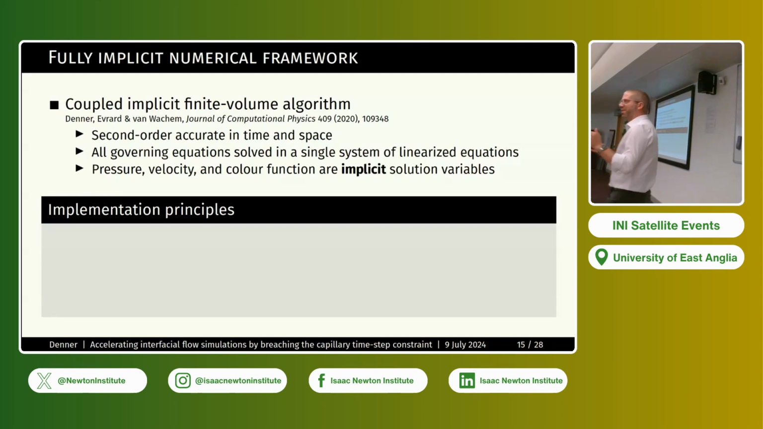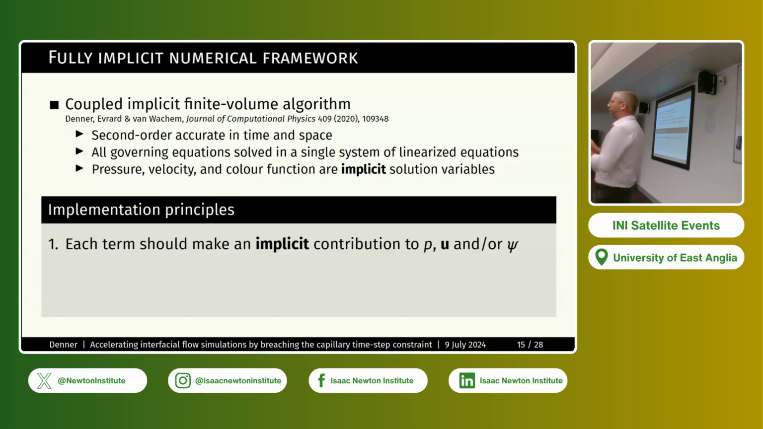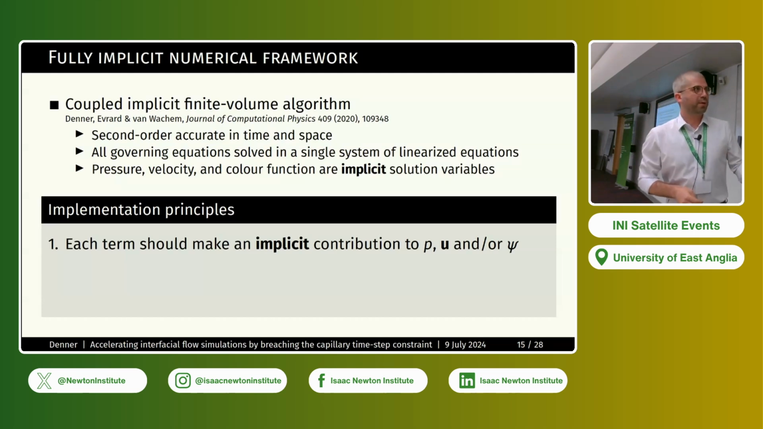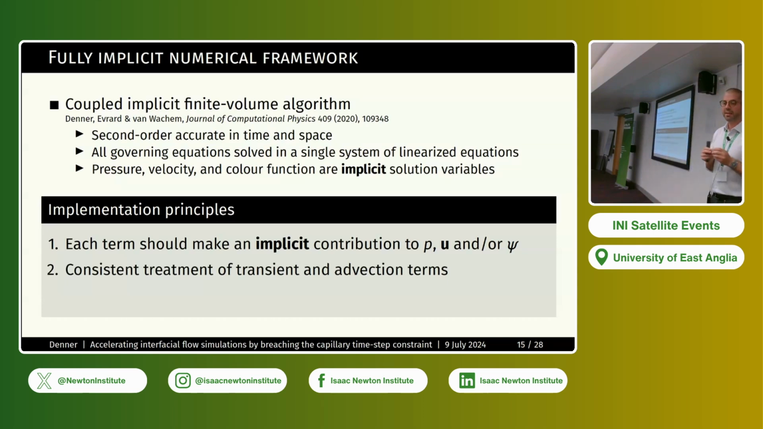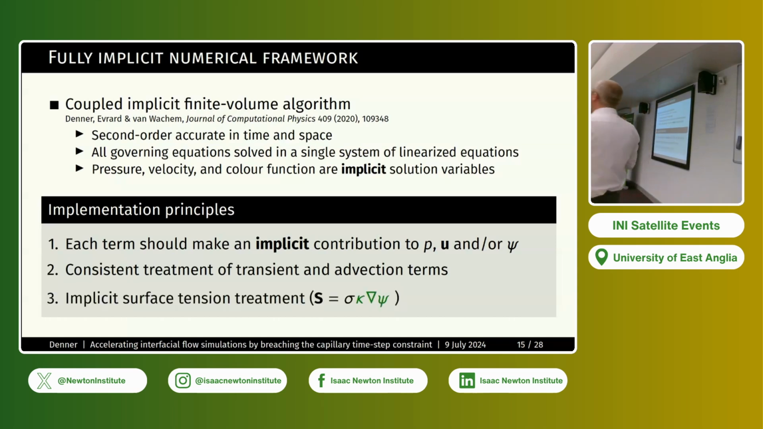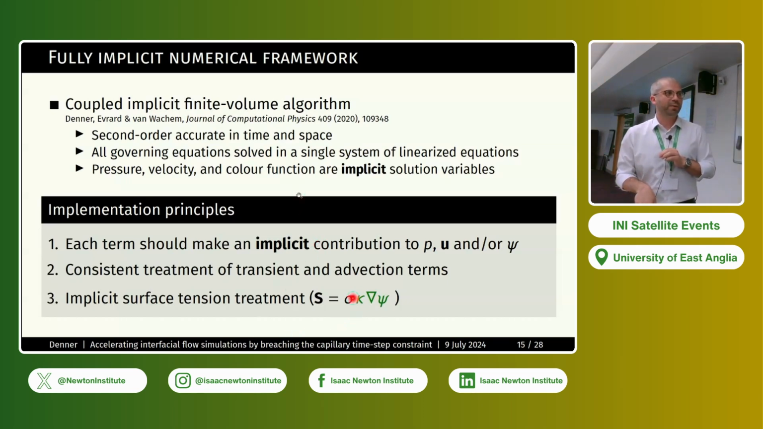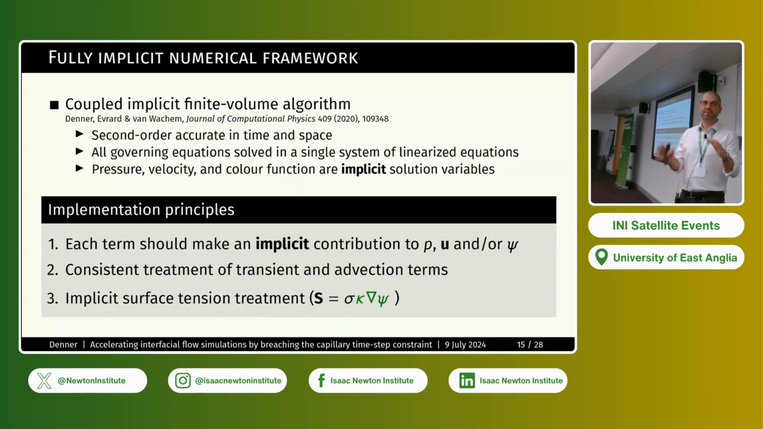So we found 3 implementation principles that are key to making this work. First, each term of our governing equations, I'll present them to you in a moment, should make an implicit contribution to one or several of our solution variables. We need a consistent treatment of transient and advection terms. Okay, that should always be the case, ideally. And we need to treat surface tension implicitly. And the difficulty there is that we have 2 variables, so basically the interface curvature, so the shape of the interface, and the gradient of our volume fraction, so essentially our numerical delta function that we need to treat implicitly here.